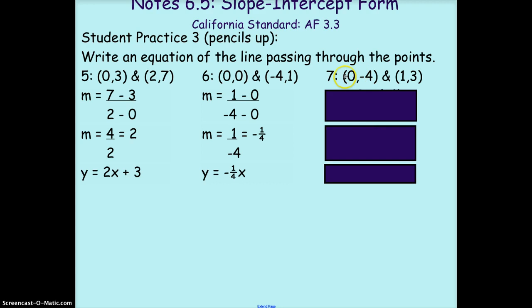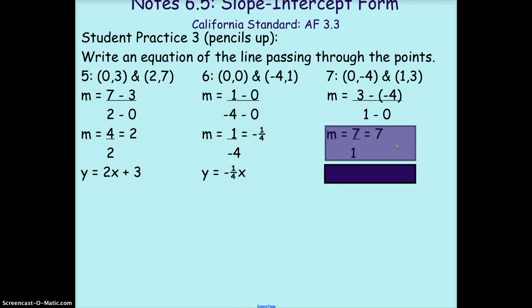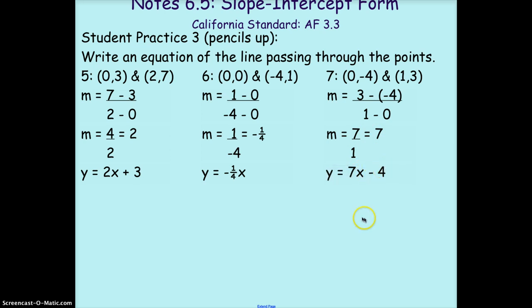Okay, here my b is -4. Now I can plug my numbers into my formula for slope, and I ended up with 7 over 1, which is just 7. So I would have plus -4, which of course I want to simplify all the way and make it -4.